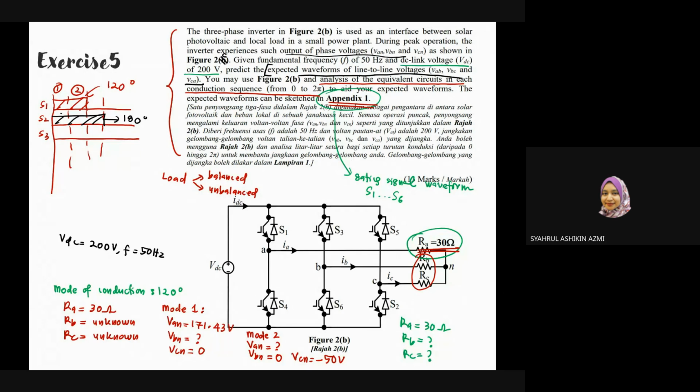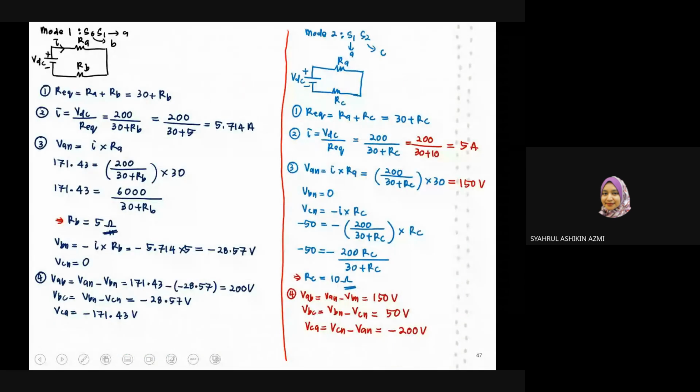Okay, so I already checked the appendix 1. The mode of conduction is 120, so we're going to do for 120. We'll start our analysis in mode number 1, where S1 and S6 are turned on. This one over here.